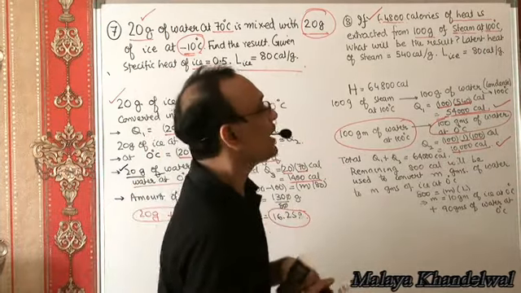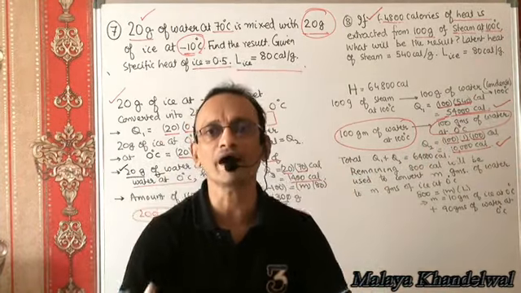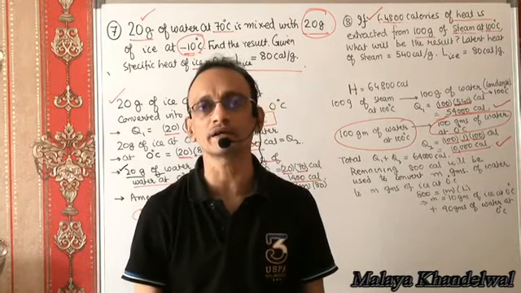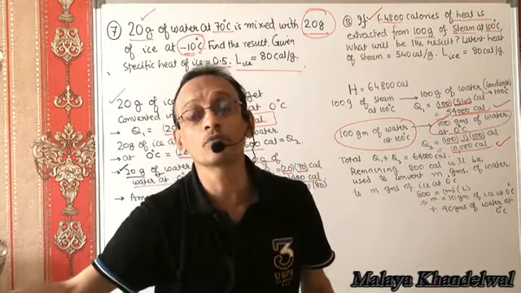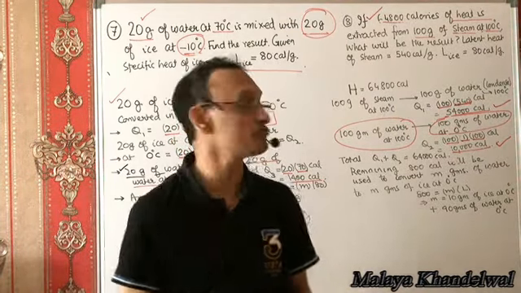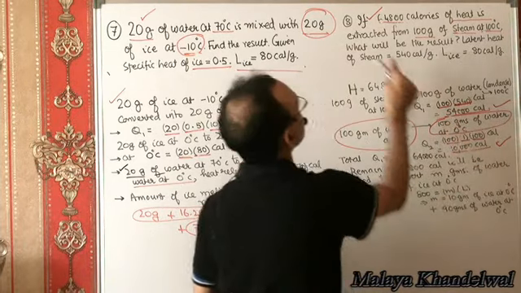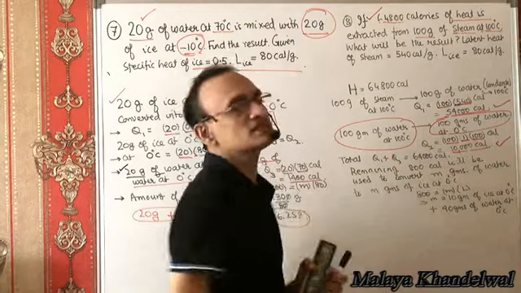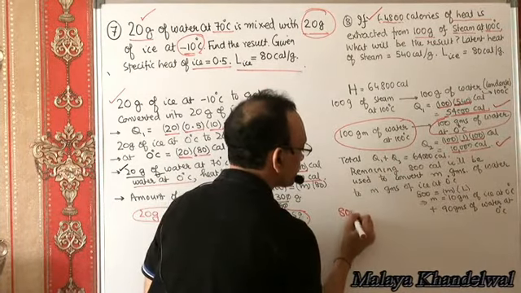And what do I have? I now have 100 grams of water at 0 degrees centigrade. And I'm extracting how many more calories of heat? Another 800 calories of heat, because this is 54,000 plus 10,000, 64,000. Total extracted is 64,800. So 800 more calories to be extracted.